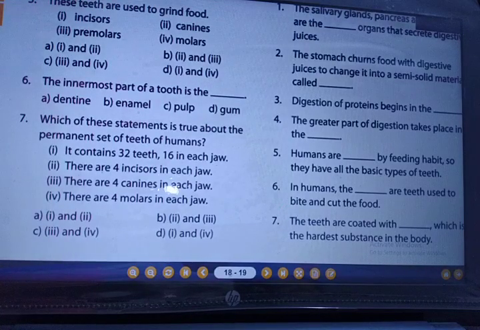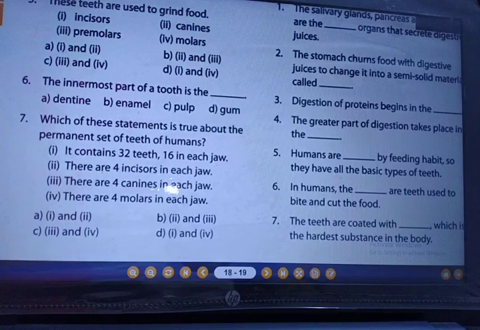Now let's move toward question number 7. Which of the statements is true about the permanent set of teeth of humans? There are four options given, and after that the combinations are given. First, it contains 32 teeth, 16 in each jaw. Second, there are 4 incisors in each jaw. Third, there are 4 canines in each jaw. Fourth, there are 4 molars in each jaw. So first of all, you can see it contains 32 teeth.